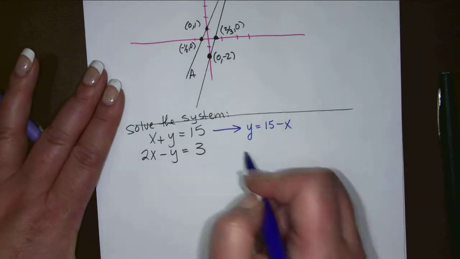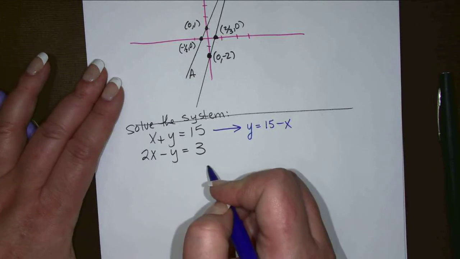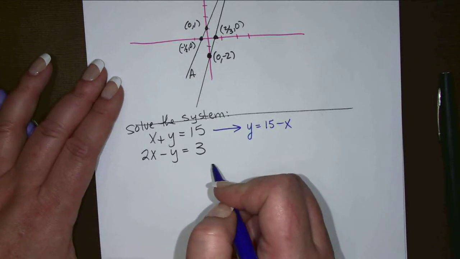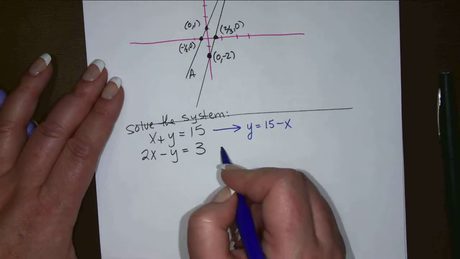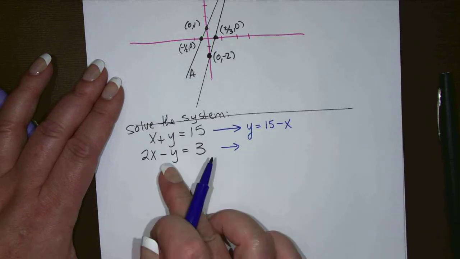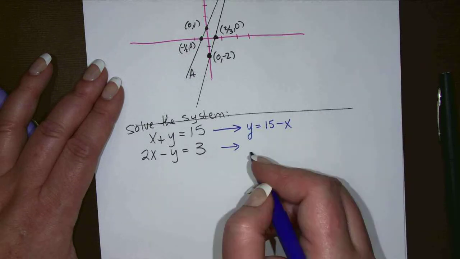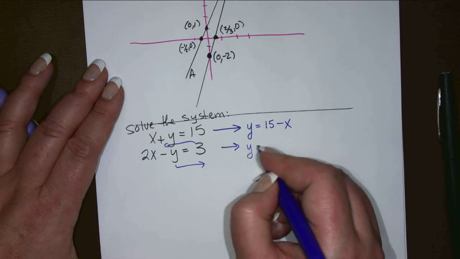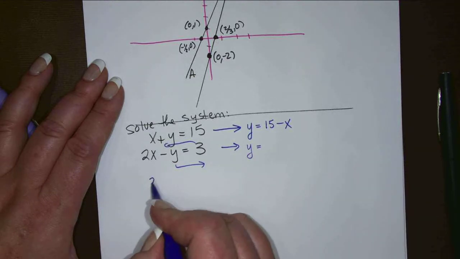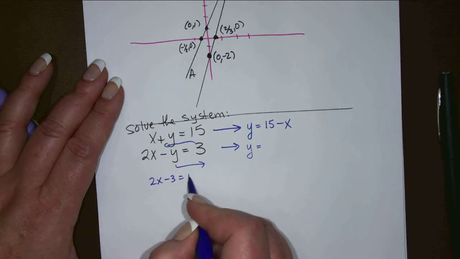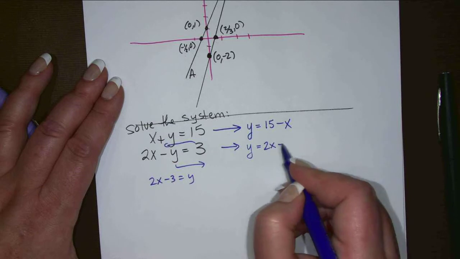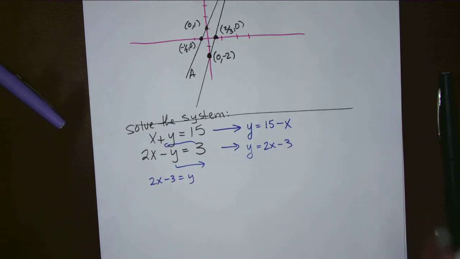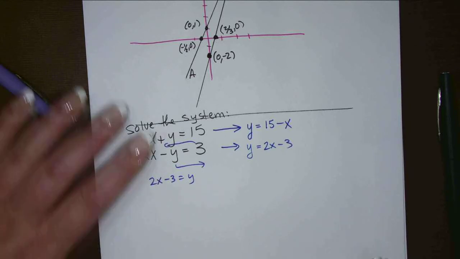So here, what would we say? y is equal to what? Make it y, not negative y. We just want the y by itself on one side. So I could do it this way. y is equal to 2x minus 3. And now I've solved them for y quite easily. It didn't involve fractions or anything like that. And then you just set them equal to each other.